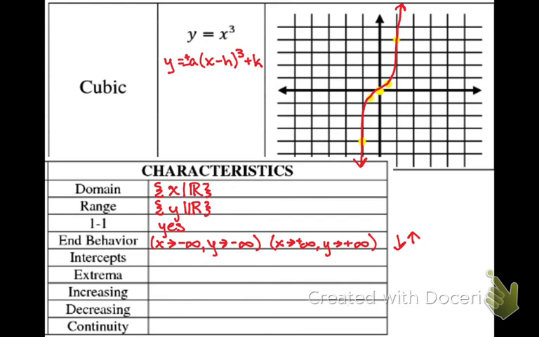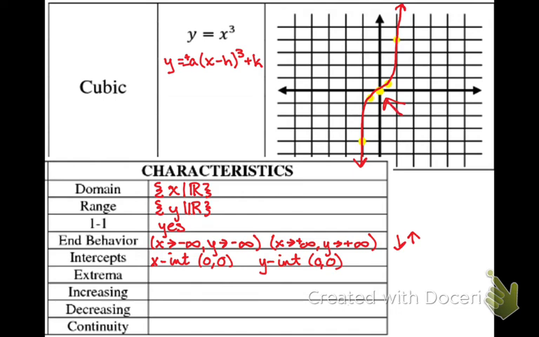Intercepts. (0, 0) for the x, and (0, 0) for the y. Okay, my vertex, my anchor point, is what? (0, 0). That's that h and that k.